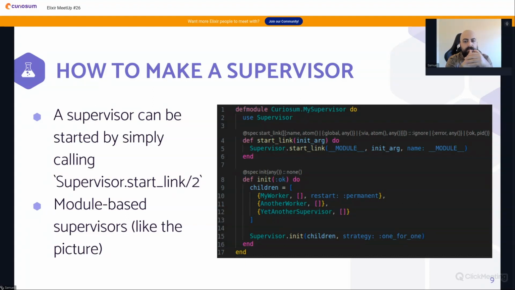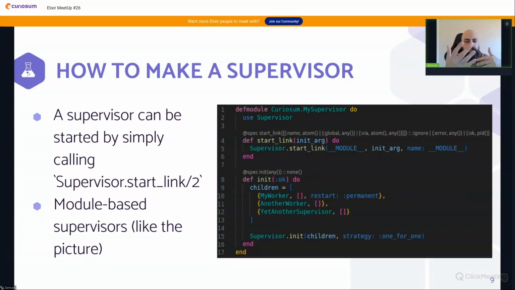That's a module-based supervisor. The difference between those two ways of creating a supervisor is that the module-based supervisor will give us more control on how all the children processes are initialized. Because when we call the start_link function directly with a list of children, they will all be automatically initialized. But when we have a module, they will be manually initialized inside the init callback.